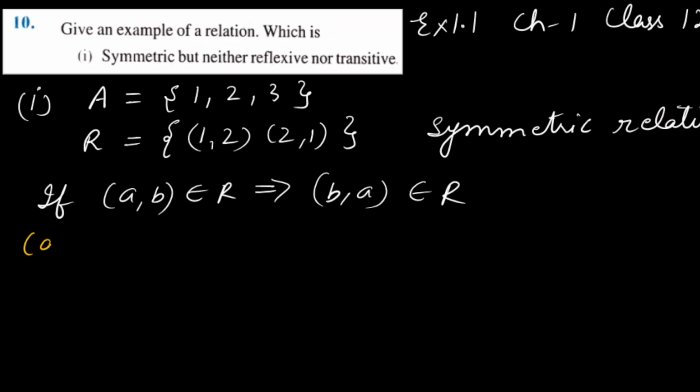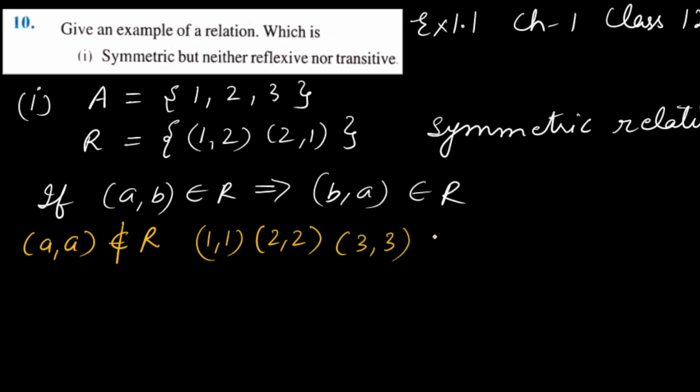And here we can see we don't have (a, a). So ordered pairs of the type (a, a), like (1, 1), (2, 2), (3, 3), do not belong to R. Therefore, this relation is not reflexive.